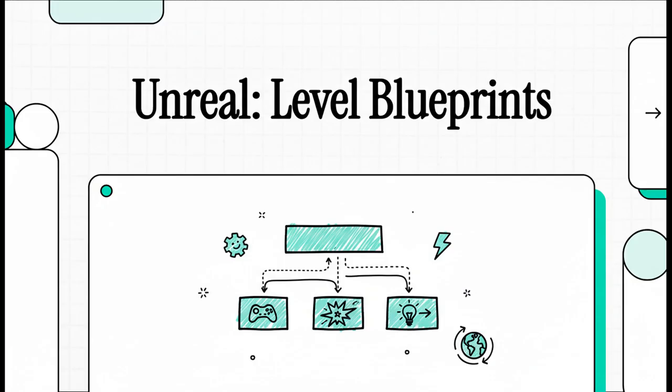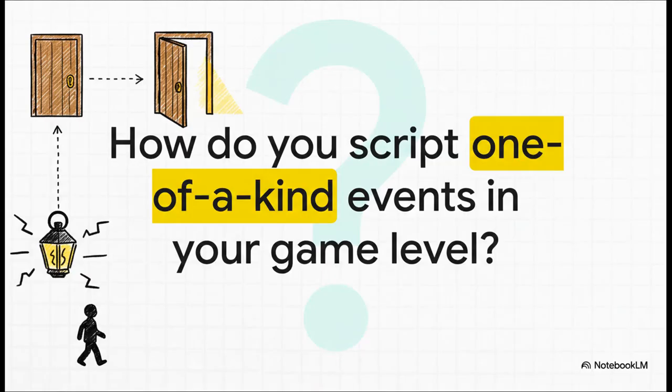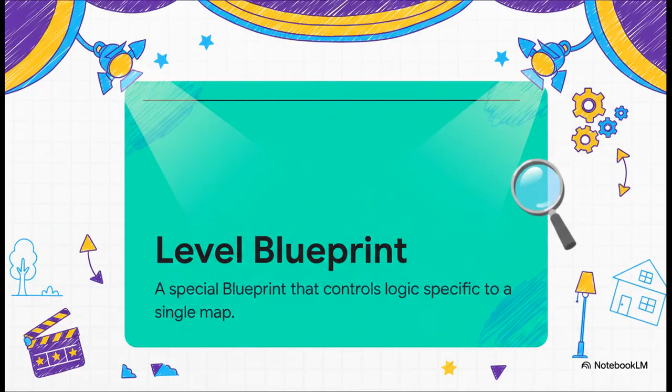Let's get started. So picture this. You've built a gorgeous level, right? It looks amazing. But how do you make things actually happen? How do you script that one special door that only opens once, or a light that flickers right when the player walks past? That's the exact puzzle we're going to solve today. And the answer is the level blueprint.